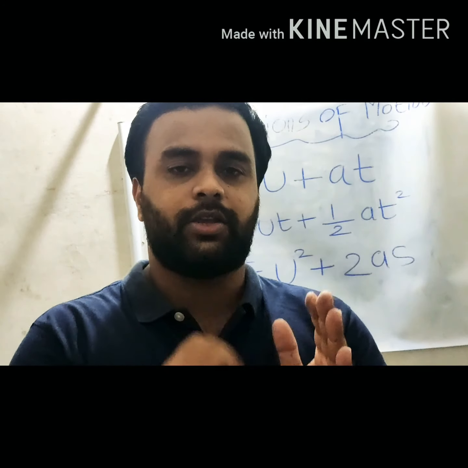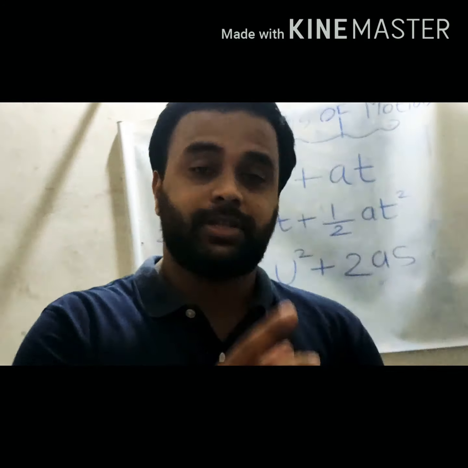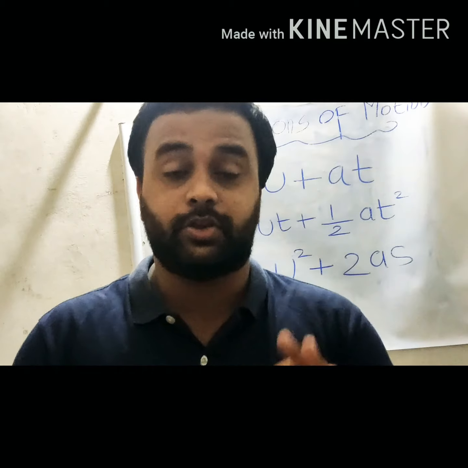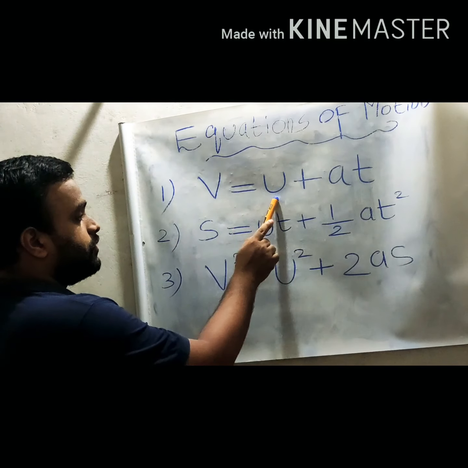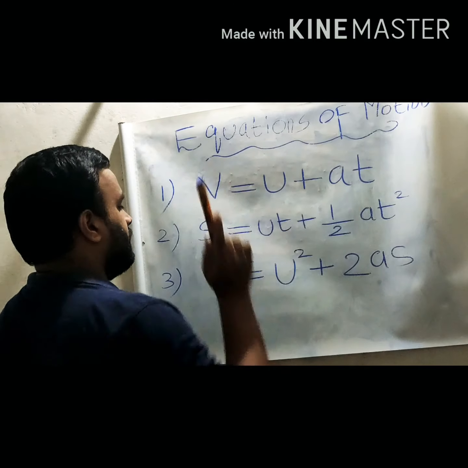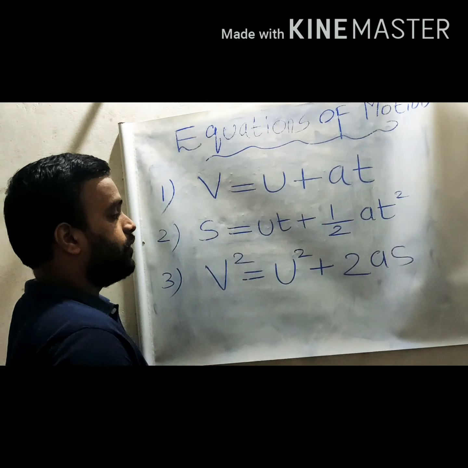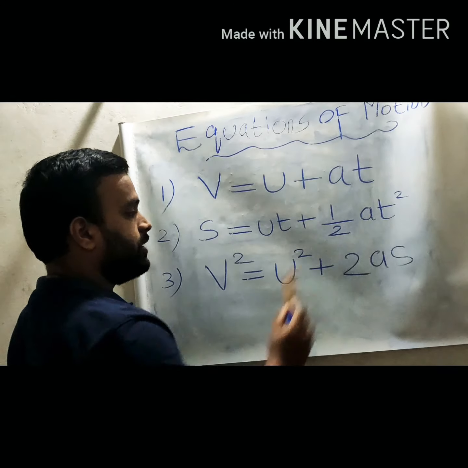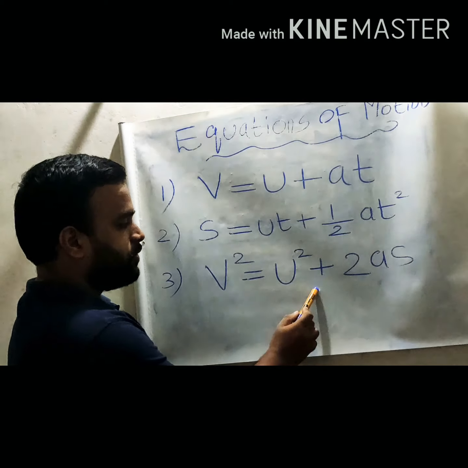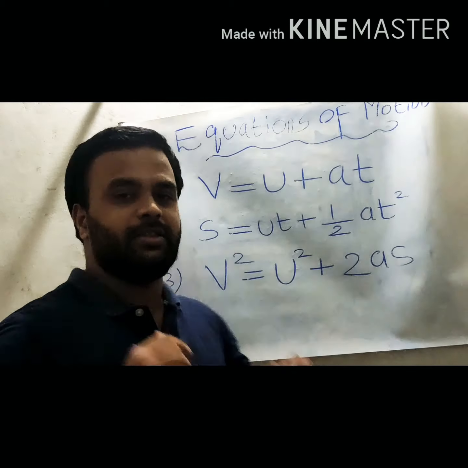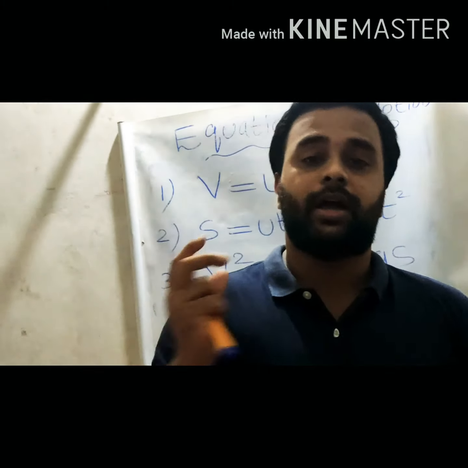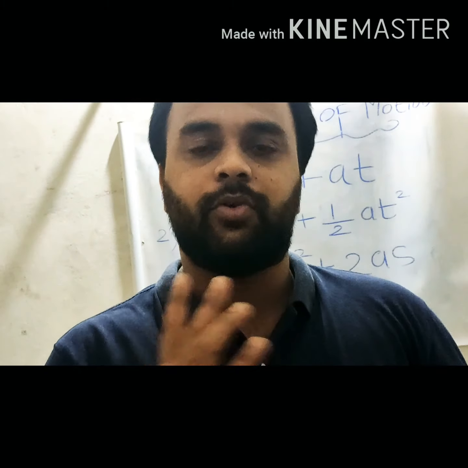There are three equations. They are generally called equations of motion. What are they? v = u + at. s = ut + half at square. v square = u square + 2as. These are the three equations called equations of motion.